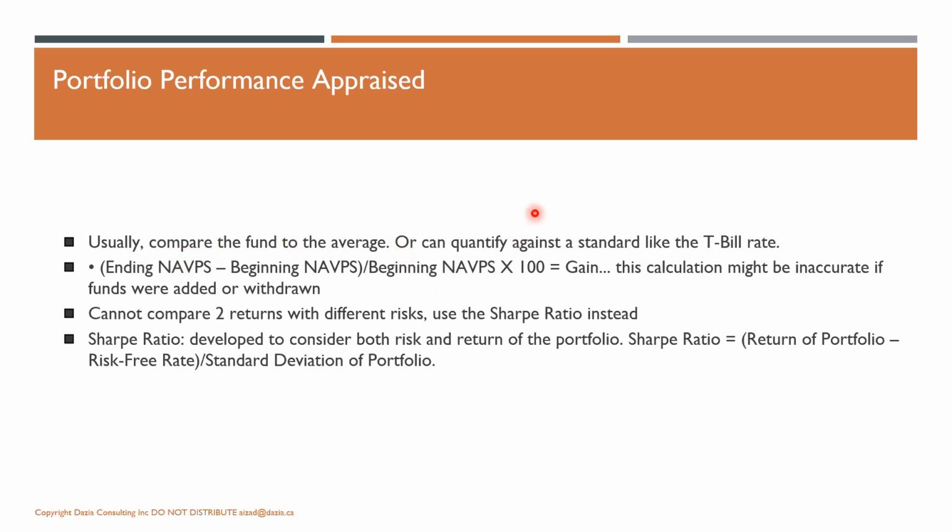If you want to do that on a calculator, what is 12 minus 10? Grade 2 math. 2. 2 divided by 10. 10 is our beginning NAVPS. Times 100. So what do you get? 20%. So the gain is 20%. If it is now 12 and it was 10 before, you have a 20% gain, return or profit. That is simply how you will do any calculation for any performance: ending value minus the beginning value, divided by the beginning.